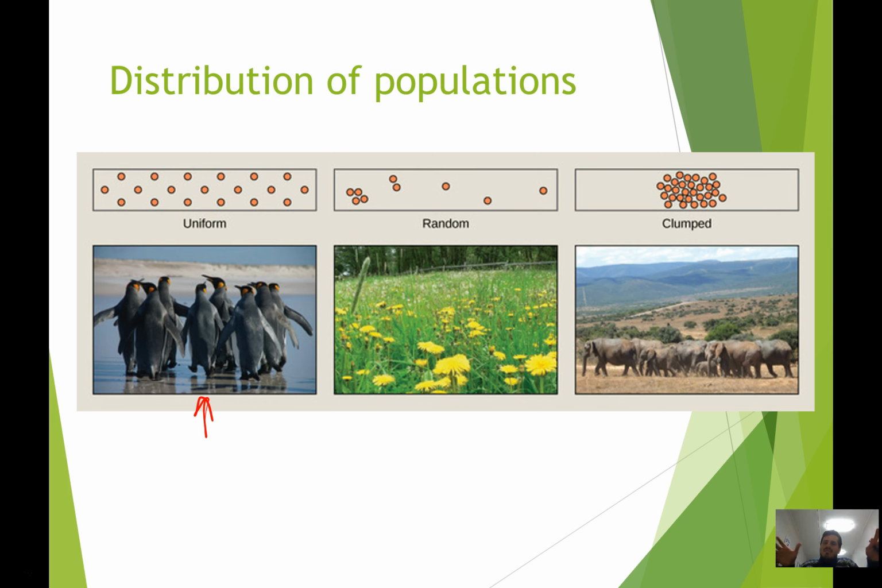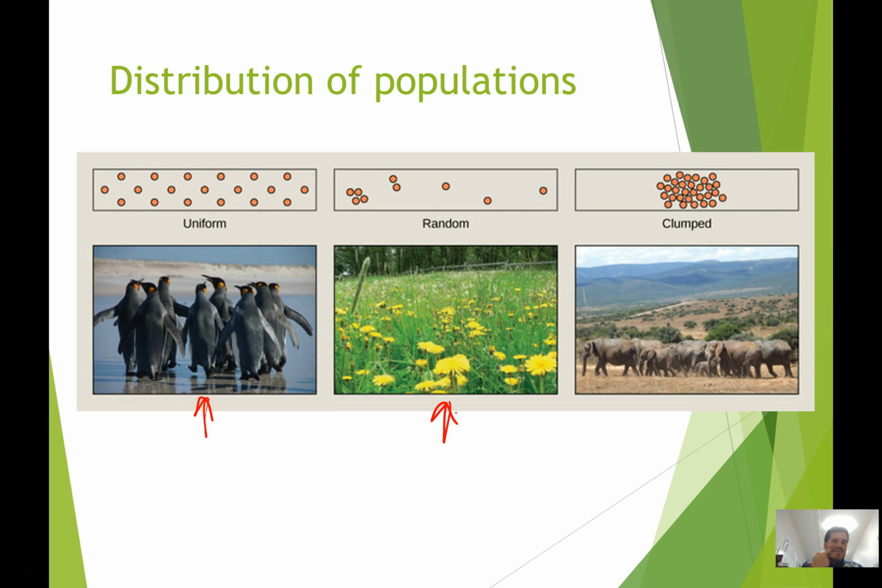So they all have enough space, but they're also close together enough that they're protected. You can have random distributions. For example, if you're getting dandelions growing in your yard in the spring, it's completely random where the seeds of those dandelions are going to get blown, and they're just going to grow in clumps in your yard. Okay, so that can be an example of random distribution.